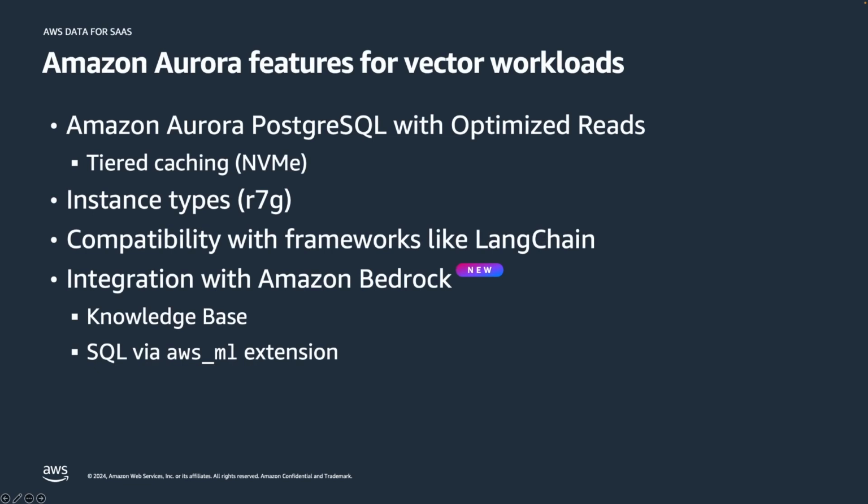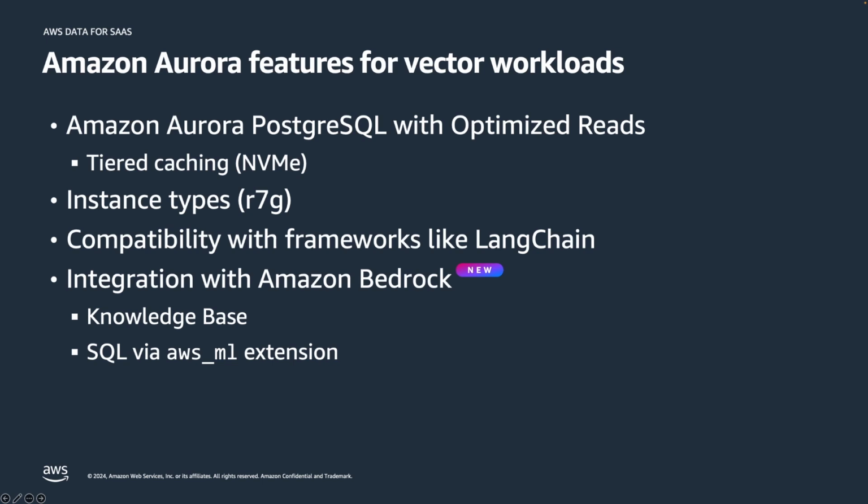Amazon Aurora has several features that complement vector workloads. One of the important features is optimized reads with tiered caching. The tiered caching capability automatically caches database pages that get evicted from in-memory database buffer pools. This helps vector workloads be more performant, especially with large data sets that exceed the memory capacity of a database instance. The next feature is Graviton support. You get better price performance with Amazon Aurora when you use Graviton instances for your vector workloads.